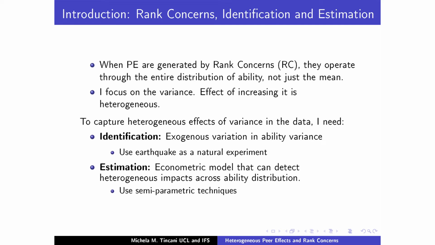So when I go to the data, I need to be able to capture the heterogeneous effect of changing the variance of ability. So what I need, pretty obviously, for identification, is some exogenous variation in the ability variance. For that, I'm going to use the earthquake. And for estimation, I need an econometric model that allows me to detect any patterns of heterogeneity across the ability distribution. And for that, I'm going to use some semi-parametric techniques.